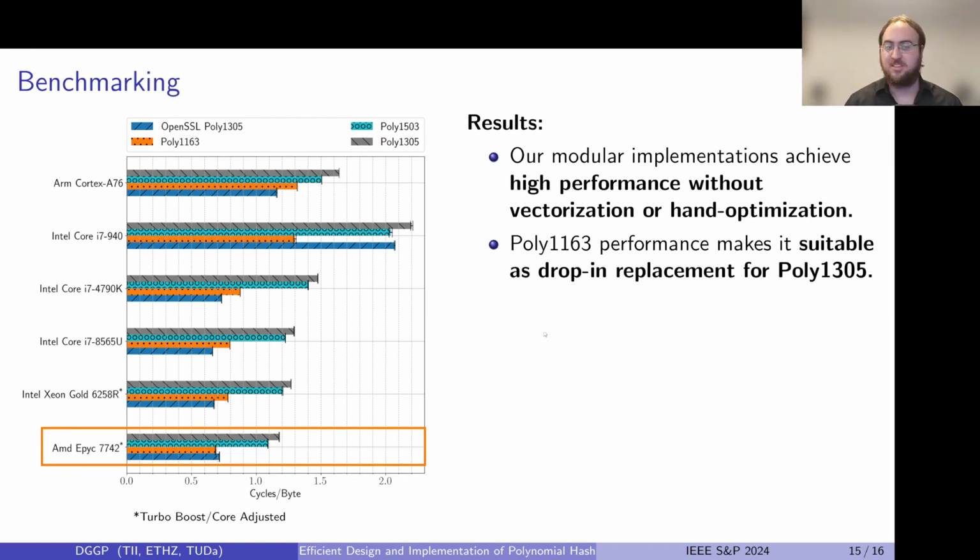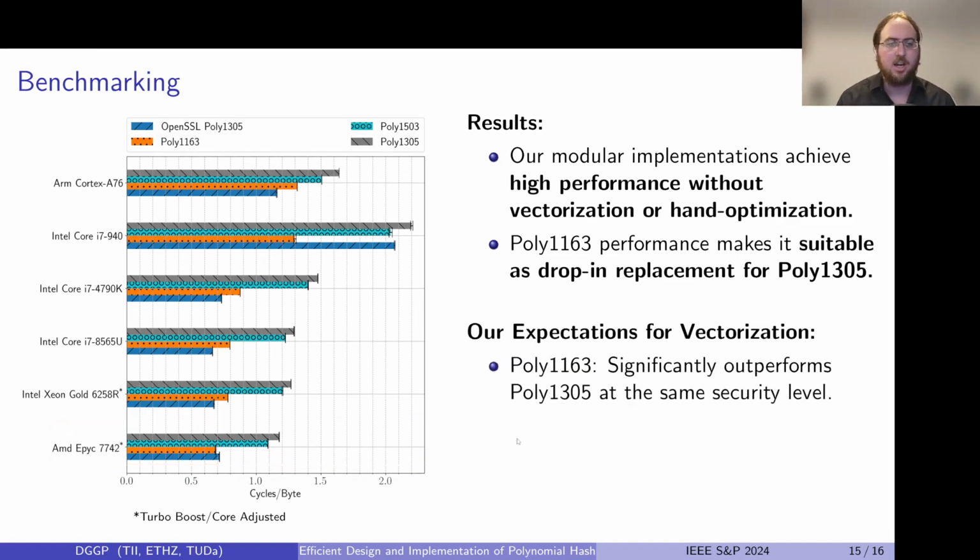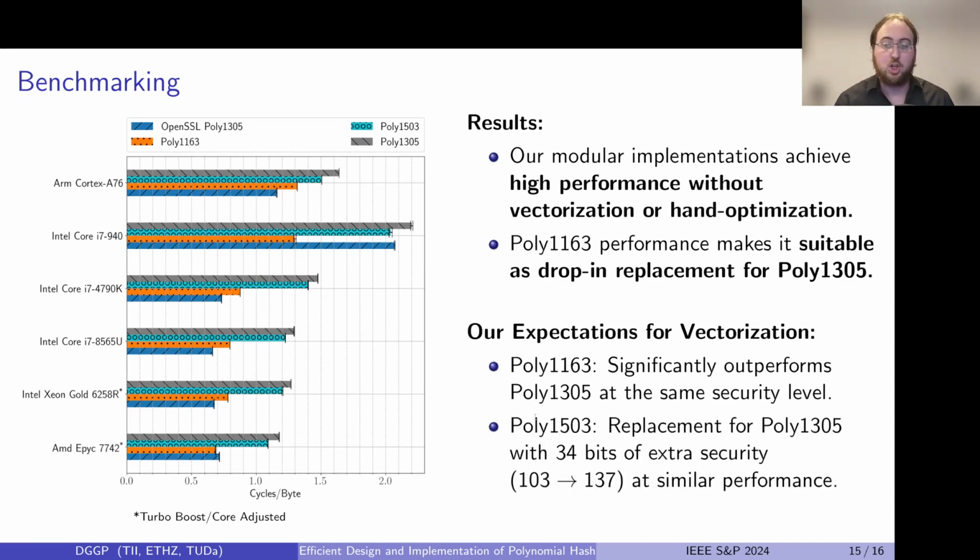Now, I've said vectorized a lot. We haven't vectorized our implementations, but we have some expectations for what would happen if we do. For one, we would expect that 1163 gets significant performance boosts, to the point where we should massively outperform Poly1305 at the same security level. And Poly1503 should be able to reach similar performance as Poly1305, but with an additional 34 bits of extra security, which would make it a very good replacement for Poly1305.